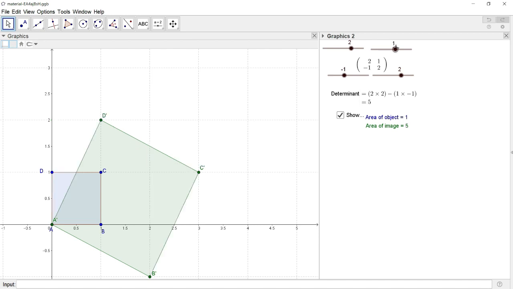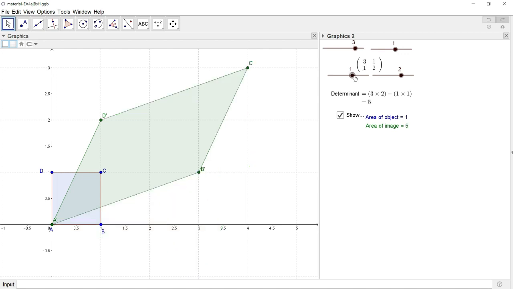What will happen? Now the shape of the image has changed again. But in this case, the area of the image also changed from 4 to 5. Now see, the value of the determinant is also 5. Now let us change a11. Let us make a11 as 3, a21 as 1. Now the area of the image is 5 units and the determinant value is again 5.